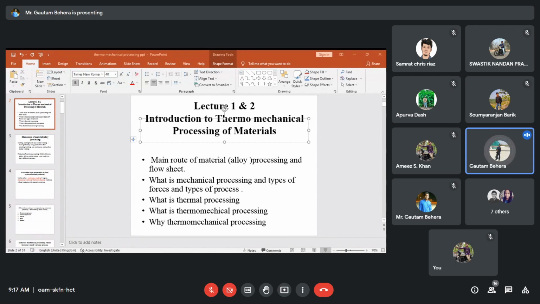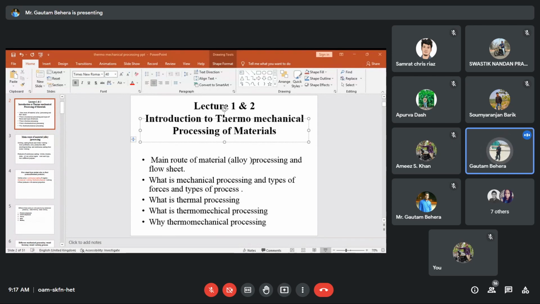One is the melting and casting route, and the other is obviously the powder metallurgy route. There are other routes sometimes, like deposition. We can deposit the materials, we can process them by deposition. But the main route is the melting and casting route, where we melt the material first, or in other words, we produce the metals or alloys in molten state. That is by smelting, you know that, or sometimes we collect scraps and melt them.